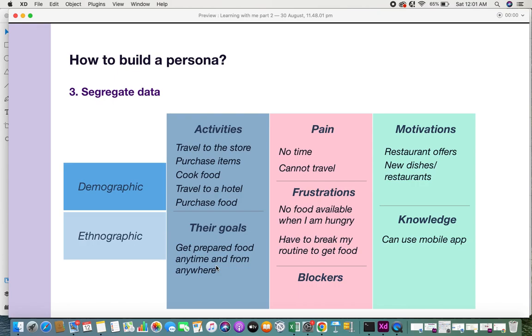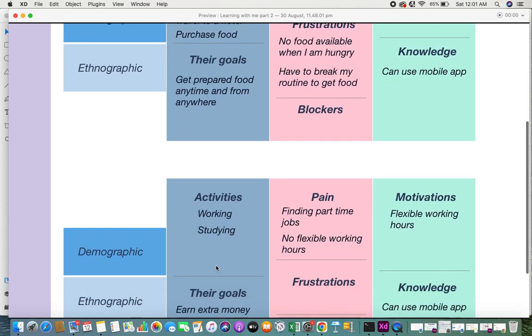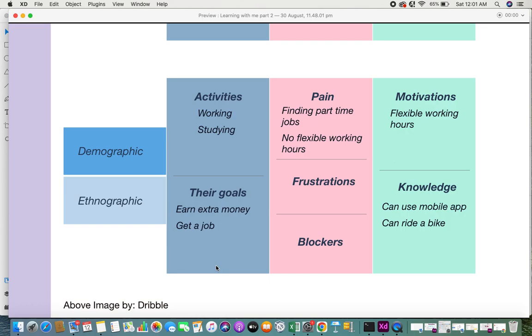Okay, so this set of goals and activities seems a little different from another category of users, whose activities are working and studying, but whose goal is to earn some extra money and get a job. But the pain that they have is finding a part-time job, and that part-time job not having flexible hours.